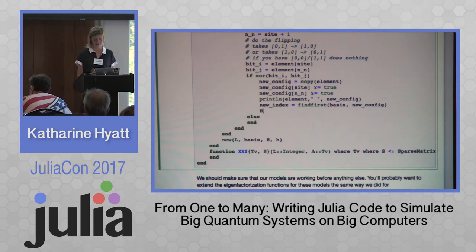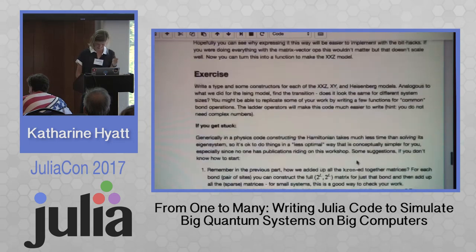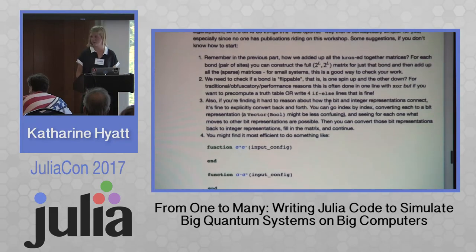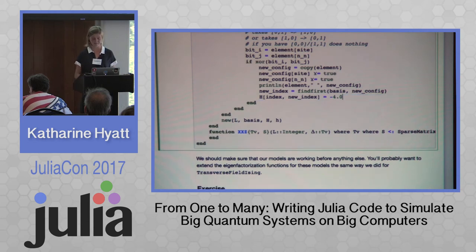So finally, at the end of the day, there is a possibility to move to this state indexed by new index from our current one, which is index. So H at index, new index as the column is going to be equal to minus 4, because that was the value we had up here in our recipe from a bunch of annoying tedious linear algebra. And if the two spins are aligned, it's just not possible to make a move off diagonally, so get rid of that, we're done. Does that make sense?